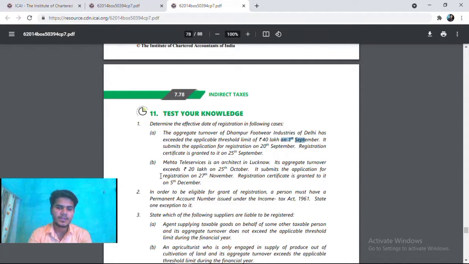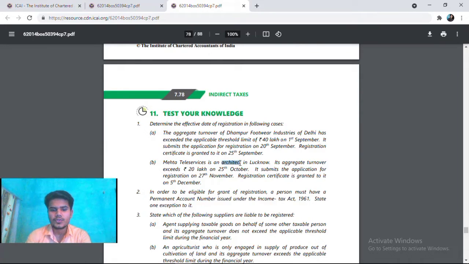Okay, then next. Mehta Teleservice is an architect in Lucknow. Its aggregate turnover exceeded 20 lakh rupees on 25th October. It submitted the application for registration on 7th November. The registration certificate is granted to it on 5th December. So in the given question, the threshold limit for taking the registration is 20 lakh rupees, because Mehta Teleservice does not provide goods, it provides services.